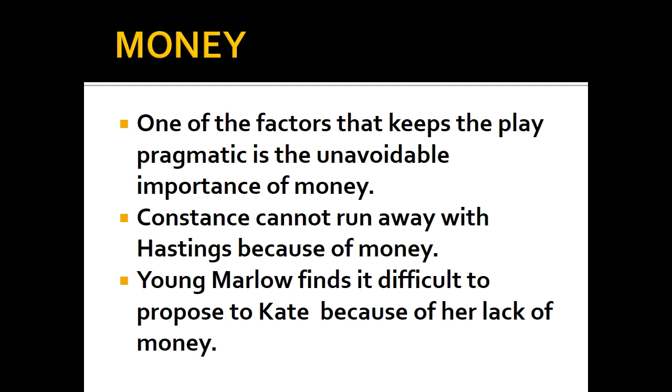Another theme is money. One of the factors that keeps the play pragmatic is the unavoidable importance of money. You will discover that in the play, high class go for high class lovers and low class go for low class lovers, simply because the high class cannot afford to marry someone that is poor. The love of money can also be seen in characters like Constance, who cannot elope with her lover, Hastings, because of money.